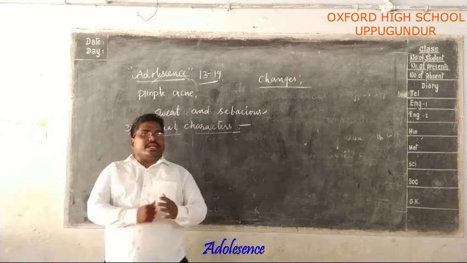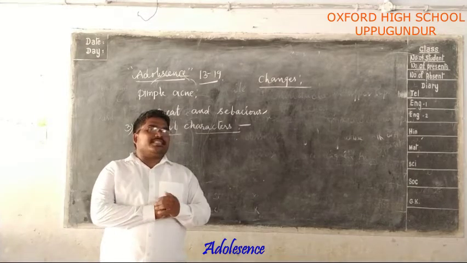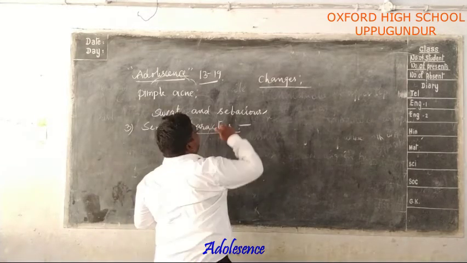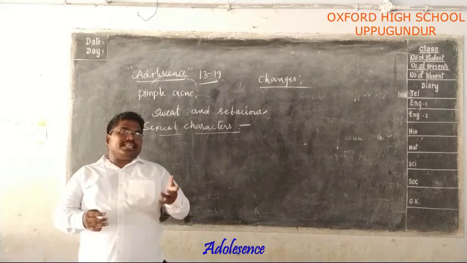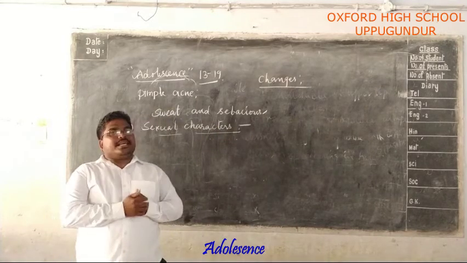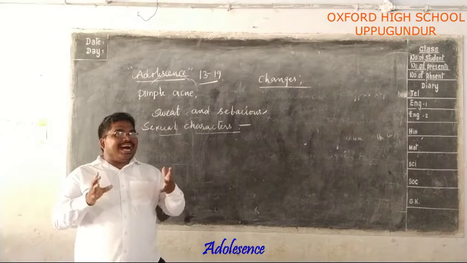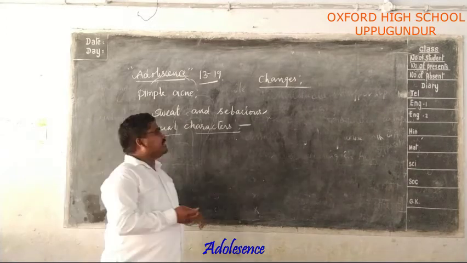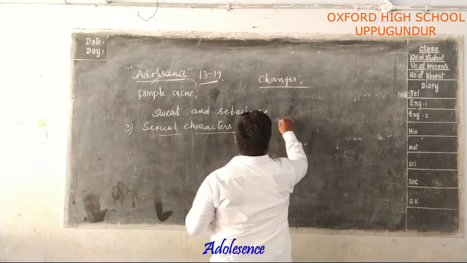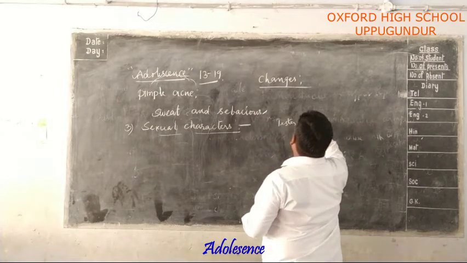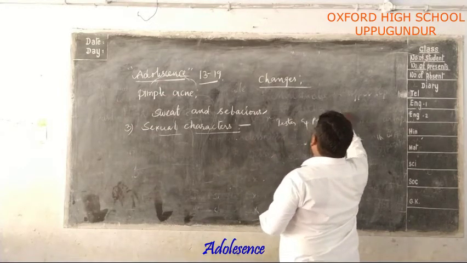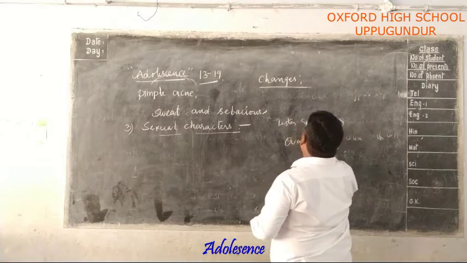Sexual characters. Dear students, we have already discussed that adolescence is the age from 13 to 19 years. When children enter this stage, the gamete-producing organs are developed. In boys, testes and penis are developed. In girls, ovaries are developed.